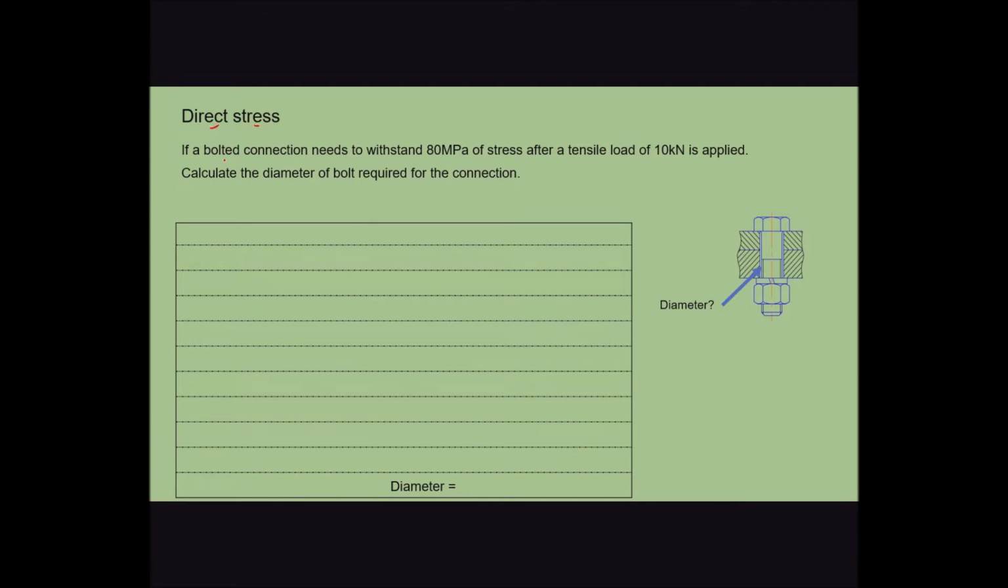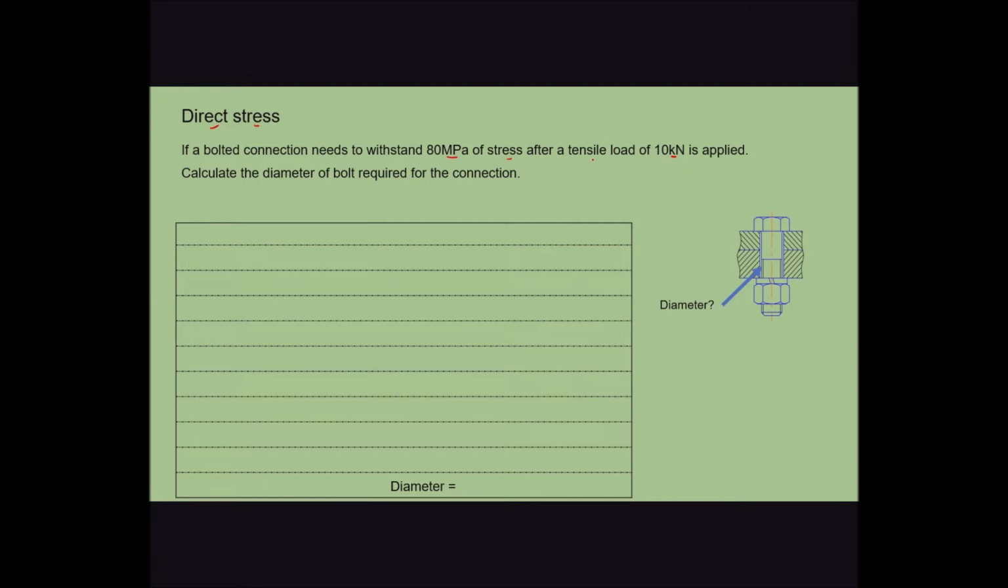Now the scenario I've got here, I've got a bolted connection, needs to withstand 80 megapascals of stress after a load of 10 kilonewtons is applied. Work out the diameter of the bolt that will allow us to connect these materials together. So I've got a little image here which will maybe help us visualise what's happening. I've got two bits of material, I'm going to connect them using a bolt. What diameter is that bolt going to be?